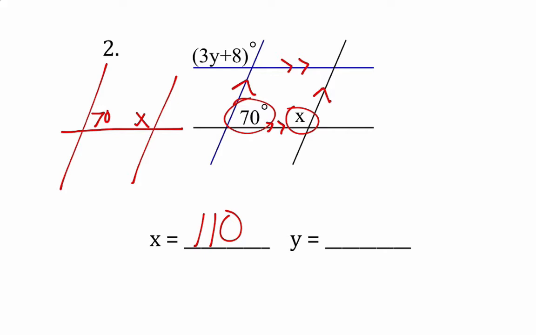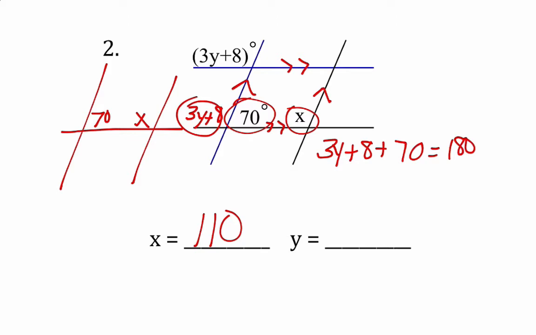Now the 3Y plus 8 does not have any relationship with the 70 or the X directly. However, 3Y plus 8 would be corresponding to this angle down here, which would also be 3Y plus 8 because corresponding angles are congruent when the lines are parallel. 3Y plus 8 down here and the 70 now are a linear pair, which means the 3Y plus 8 plus that 70 should equal the total 180 degrees for the line.